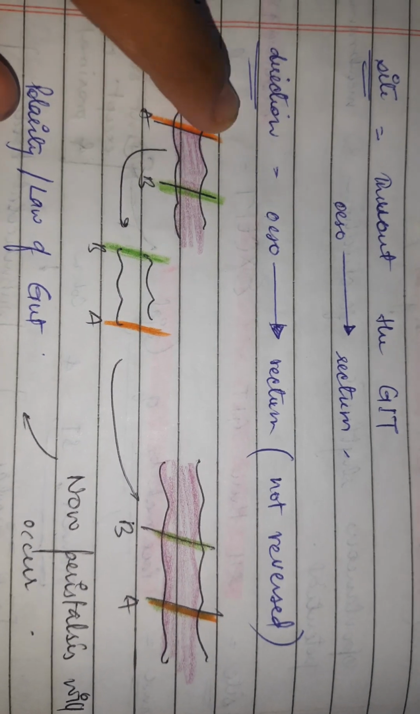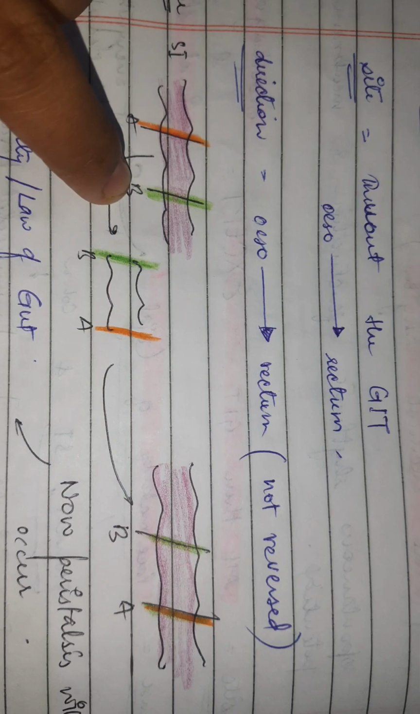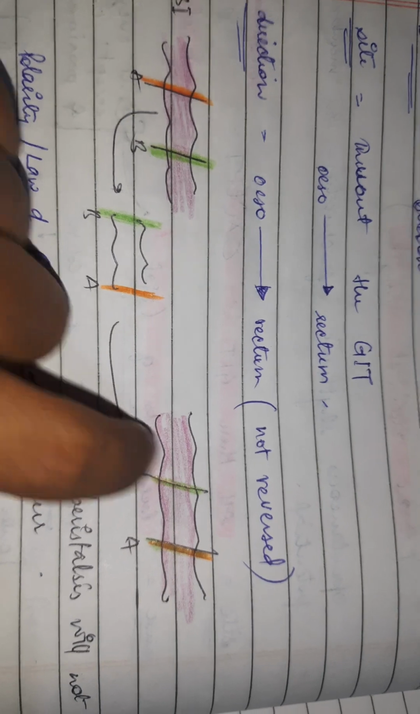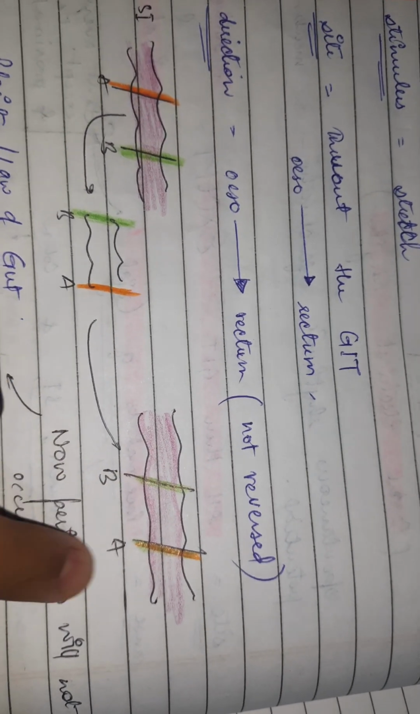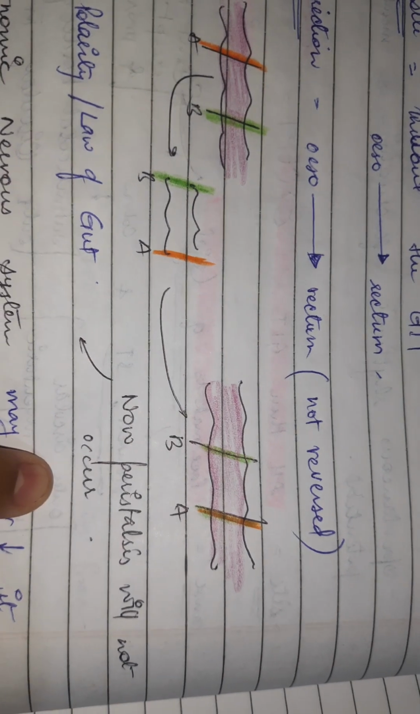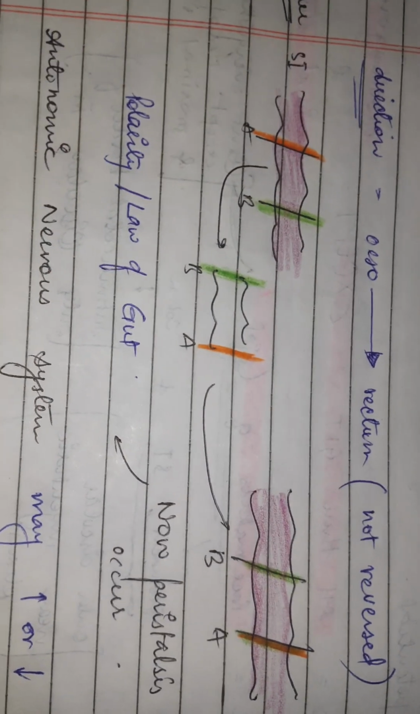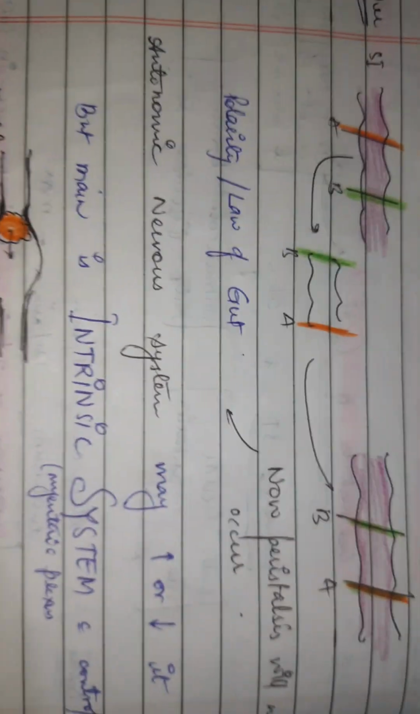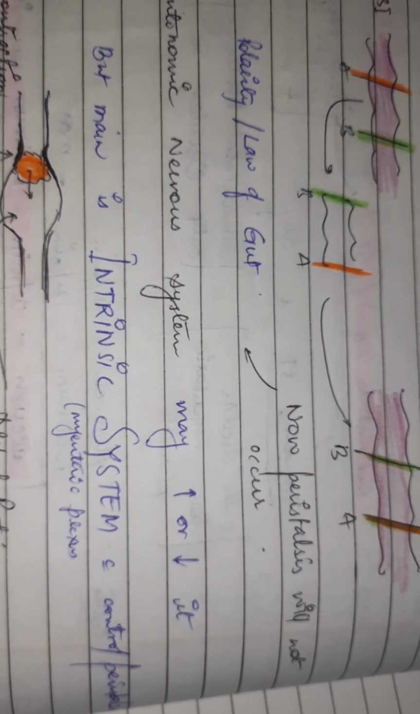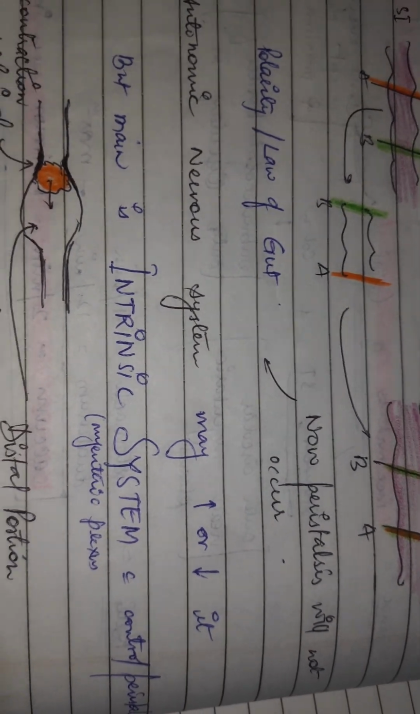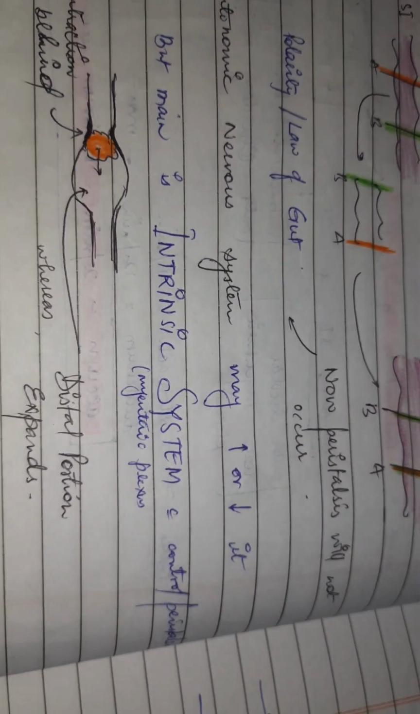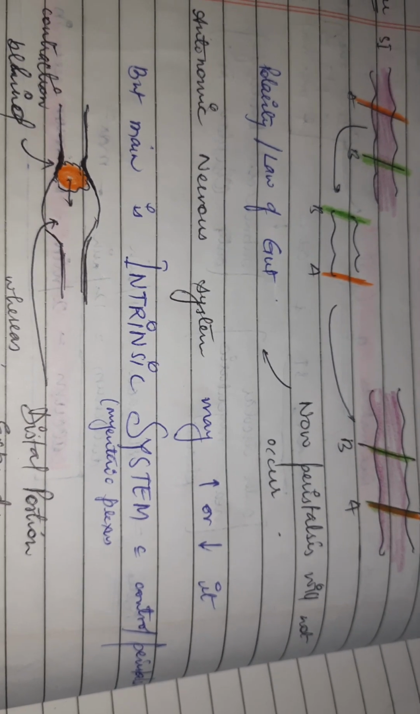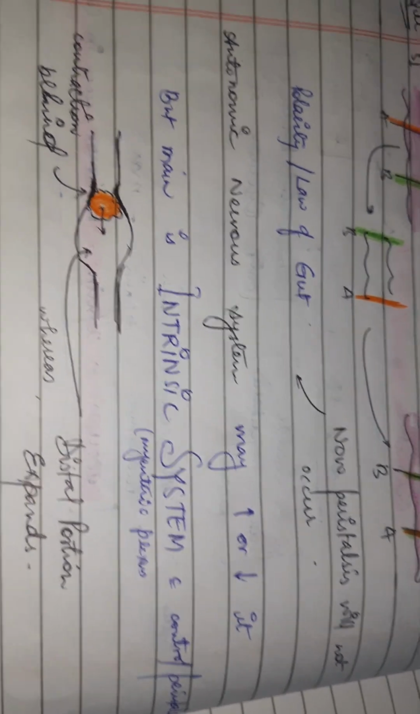One question that is asked: if there is a point A and a point B, and surgically we remove this segment and then join B at the point of A, and A at the point of B, then peristalsis will not occur here. So this is called the polarity of the gut or law of the gut. The autonomic nervous system may increase or decrease peristalsis, but the main control is the intrinsic system, the myenteric plexus.